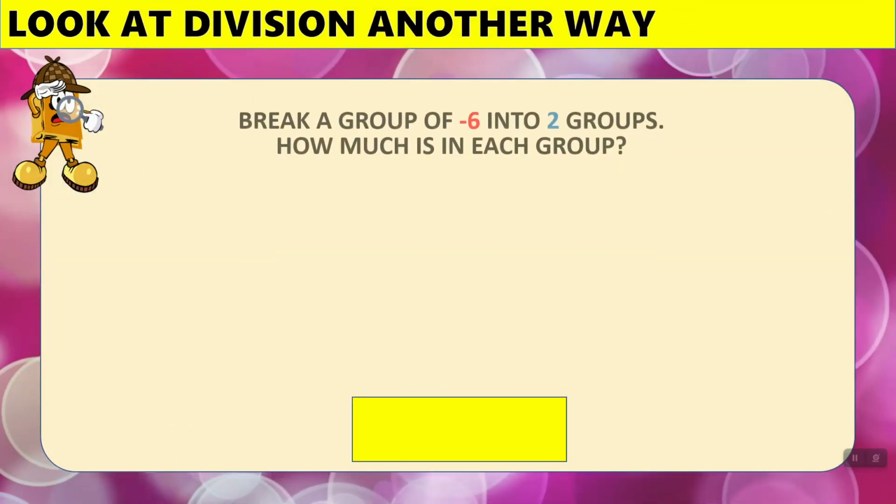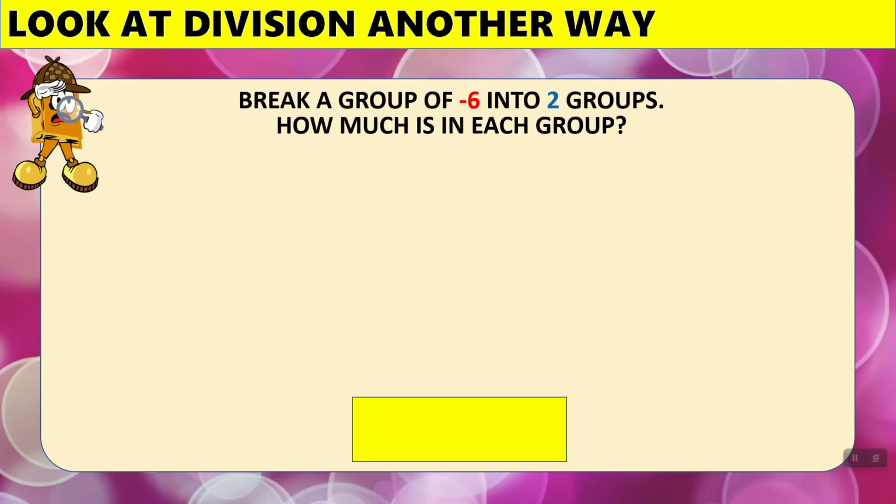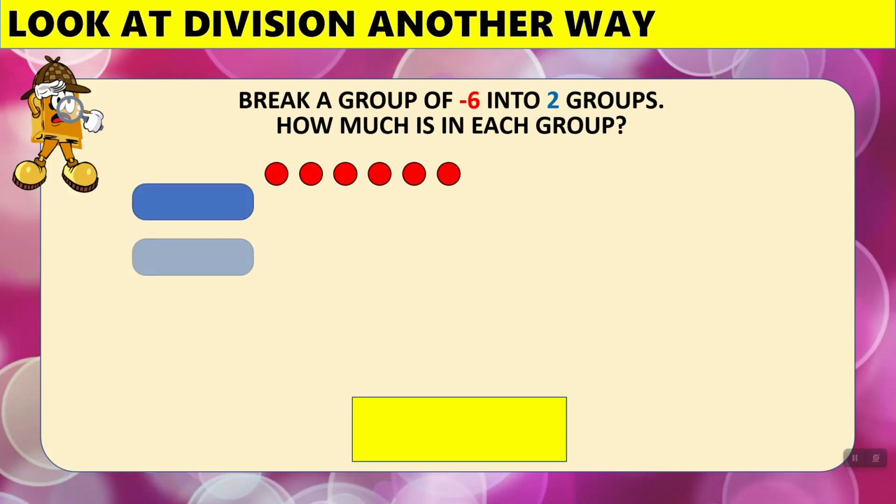Let's look at division a different way. Let's break a group of minus 6 into 2 groups and figure out how much is in each group. So here's 1, 2, 3, 4, 5, 6. We will assume each one of those is negative. So this is negative 6. We want to put those into 2 groups. So here's one group, here's 2 groups. How do we put those minus 6 circles into 2 groups? Well, let's take these 3 and put them here. And let's take these 3 and put them here. And so now we have fit minus 6 into 2 groups.